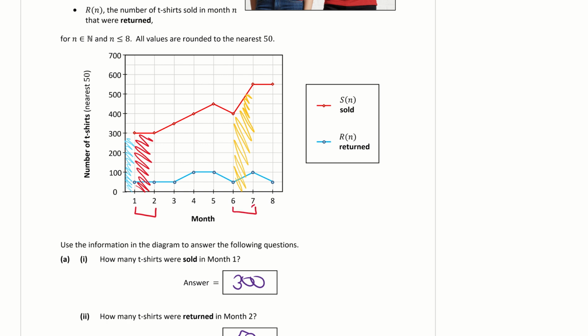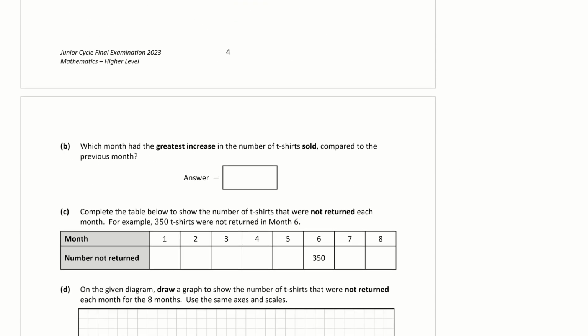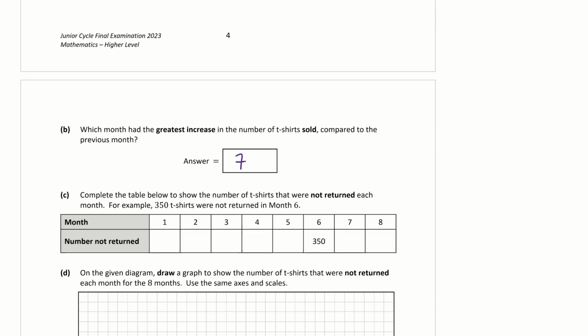So here, this region here would represent the 7th month. So just be careful how you're reading the graph in that case. So our answer here is going to be the 7th month.